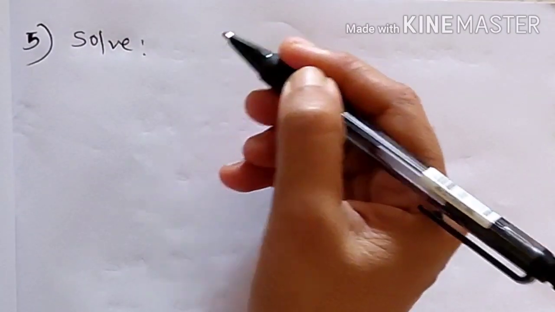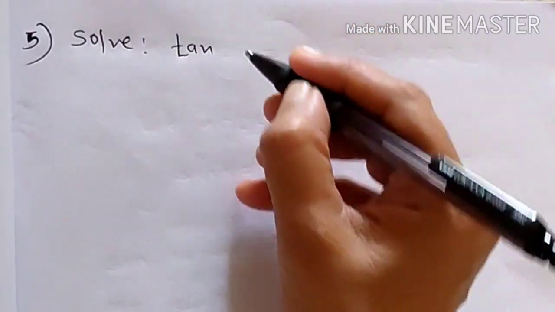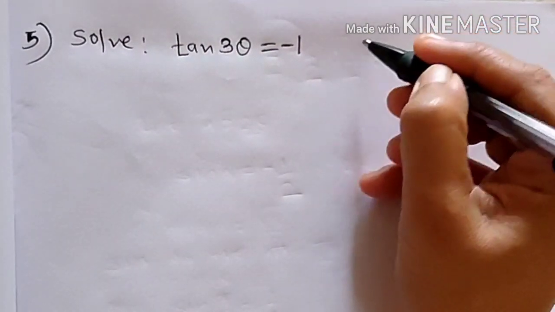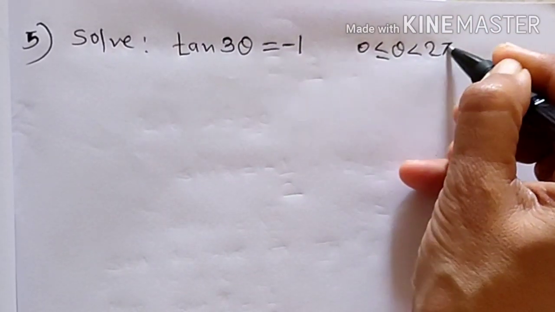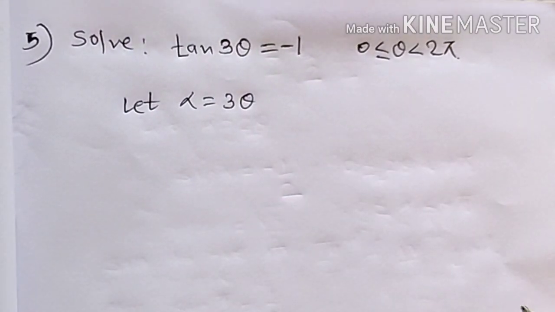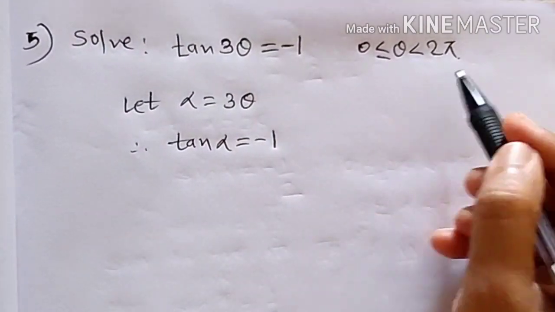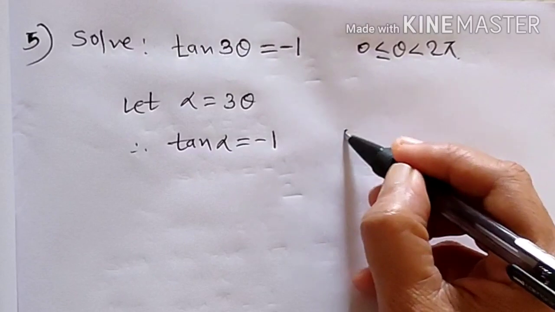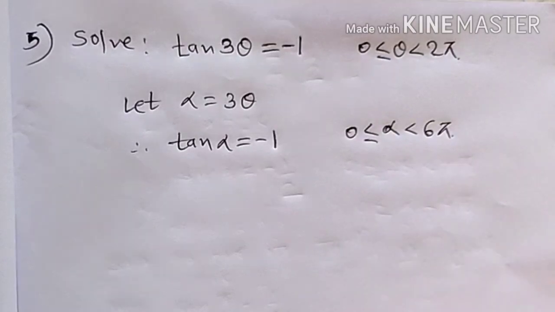We have considered half angle, double angle, and now triple angle. Solve tan of 3 theta equal to -1. To find the principal solution, we want to find the solutions for theta where theta lies between 0 and 2 pi. Let alpha be equal to 3 theta. So we have tan of alpha equal to -1. Now 3 theta will lie between 0 and 6 pi, so alpha will lie between 0 and 6 pi. So the range for alpha is 0 to 6 pi. I hope it is clear.